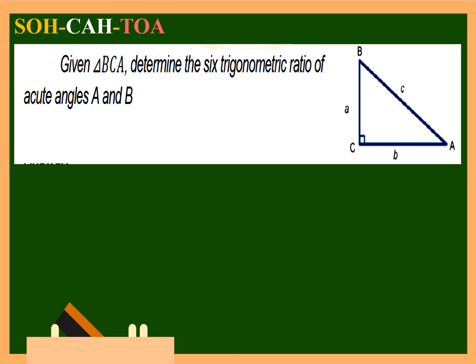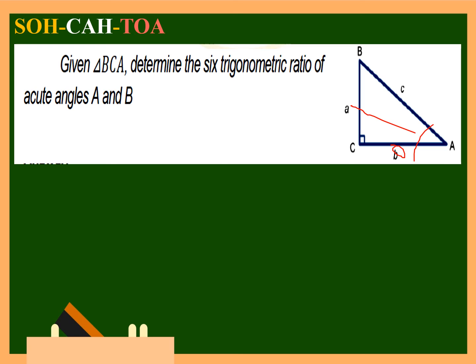For now, let us have first the values of the six trigonometric ratios of angle A and angle B. Let us begin with angle A. So remember that with respect to angle A, this is the opposite side and this is the adjacent side, while side C is the hypotenuse.